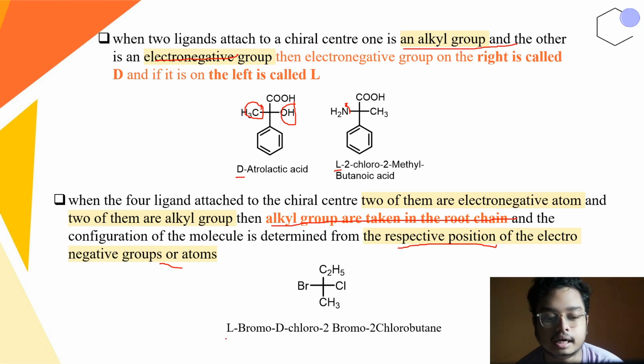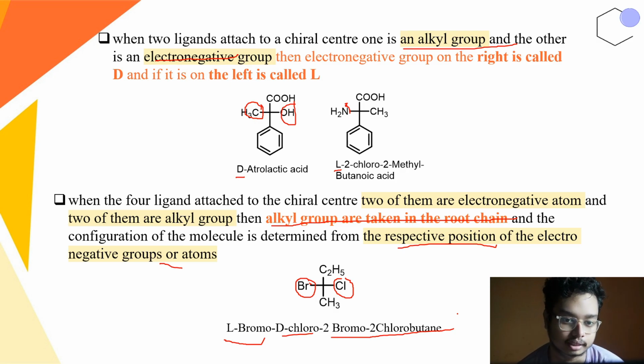So the naming of this particular compound is L-bromo, since the bromine is present on the left-hand side, and D-chloro, since the chlorine is present on the right-hand side, and the rest of the molecule name follows. With this particular rule, we can assign any molecule as either D or L nomenclature.